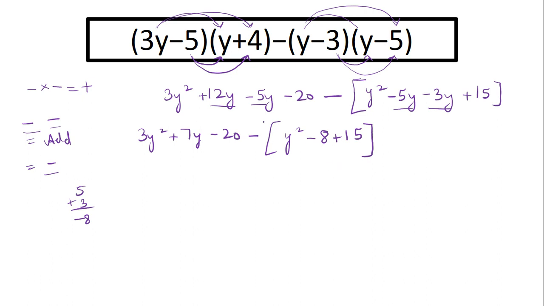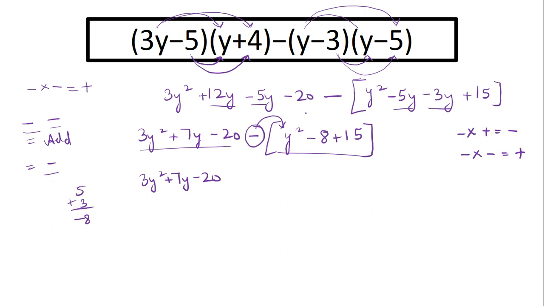Now, here's the tricky part. When I had a positive sign, life is just easy. You just did whatever you liked. But when I have a negative sign, everything changes. Why? Because a negative times a positive always gives me a negative. A negative times a negative always gives me a positive, which means that this whole part, that is 3y squared plus 7y minus 20, just comes down the way it is. But everything of this part, the signs have to change because there's a negative sign outside.